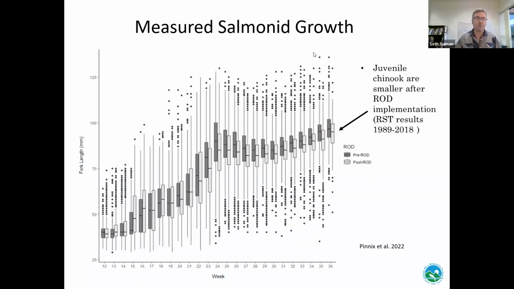And as you can imagine, this actually bears out in the rotary screw trap data. And the light gray is the post-ROD period. These are fork lengths for Chinook salmon. This is from the juvenile synthesis report for the Trinity River Restoration Program. And basically, we modeled in this paper what would happen, and it actually bears out in the data. And the fish are actually smaller in the post-ROD era than they were.